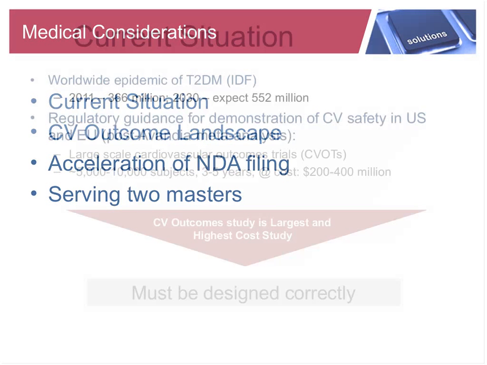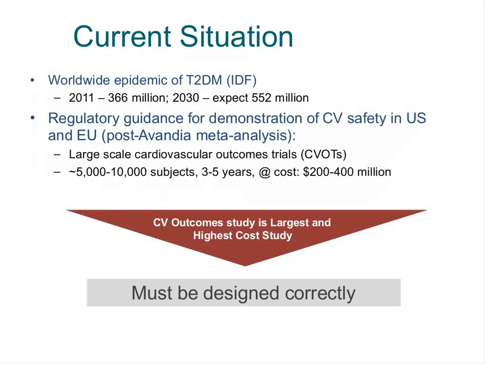As we advance to the next slide, talking about the current situation, this news is not new. There is a worldwide epidemic of type 2 diabetes. According to the International Diabetes Federation, in 2011, there were almost 400 million people with type 2 diabetes, and by 2030, it's expected to be approximately 550 million people in the world with diabetes.